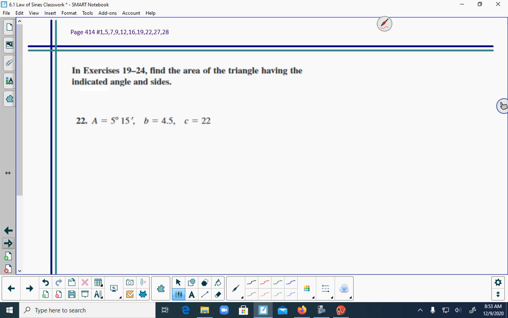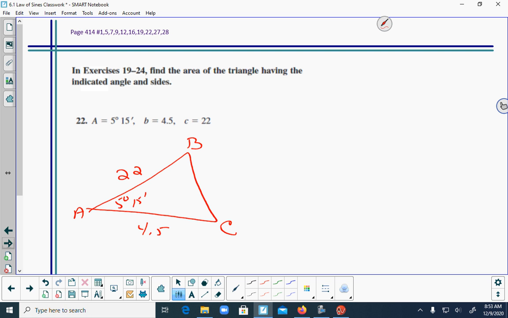Numbers 19 through 24, it just wants you to find the area. So when you do the area formula, if this is A, this is B, and this is C, they're telling me A is 5 degrees, 15 minutes. Side B is 4.5, side C is 22. In order to use the area formula, you have to have the side angle side, which I do. If I didn't have that combination, I would have to do a different formula, which we don't know yet.